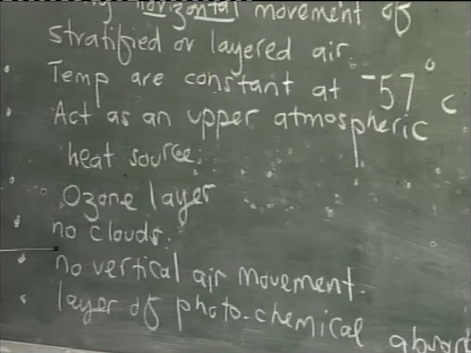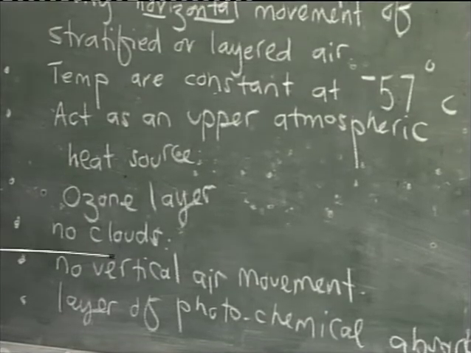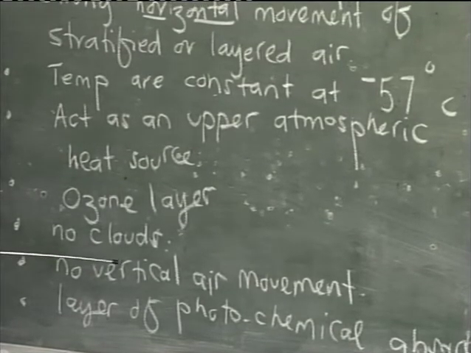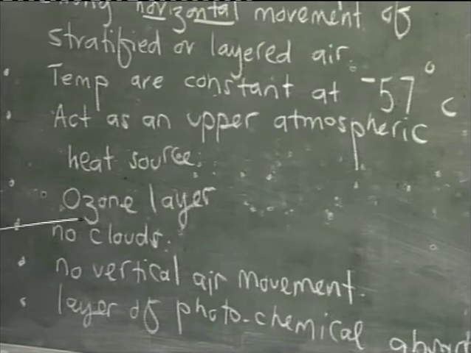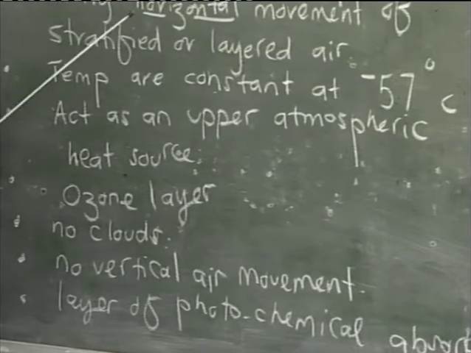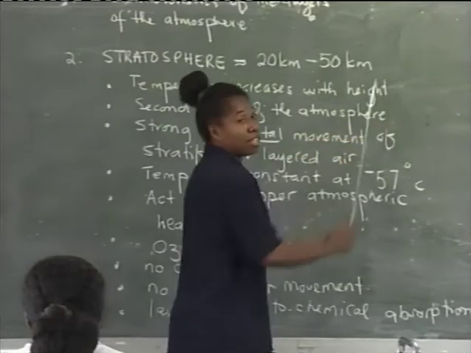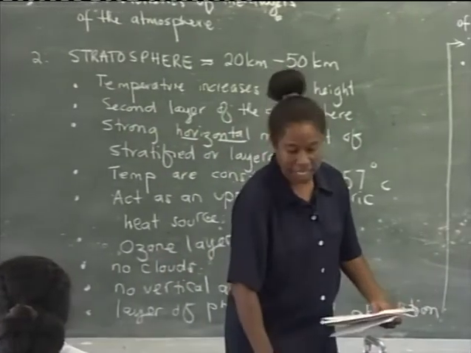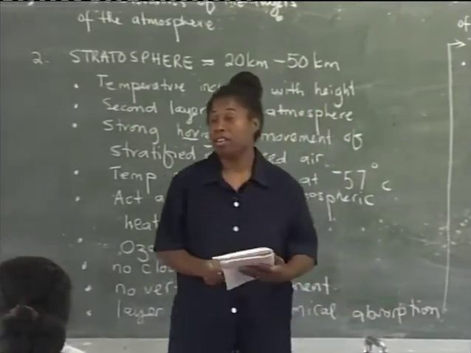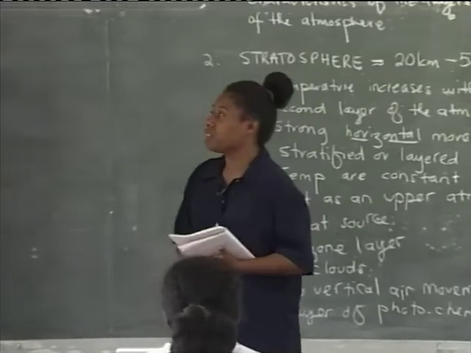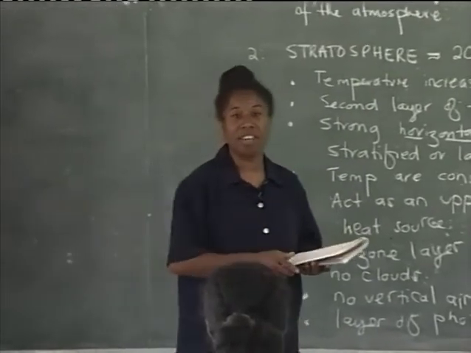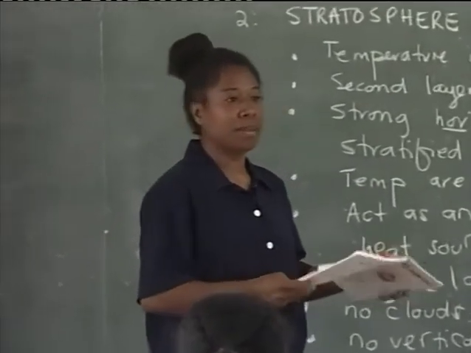Okay, here we also note in the second layer there are no clouds, obviously, because we're already away from the zone of weather. There are no vertical air movements, there's mainly horizontal air movement, and Mason did say that there is no life within this particular layer. Okay, good. Any questions with regards to the characteristics you have given on the second layer of the atmosphere?